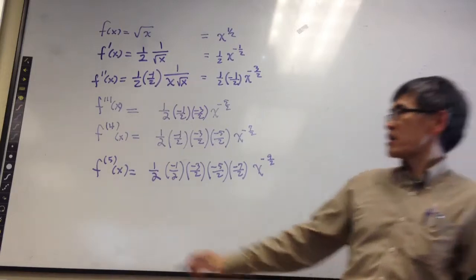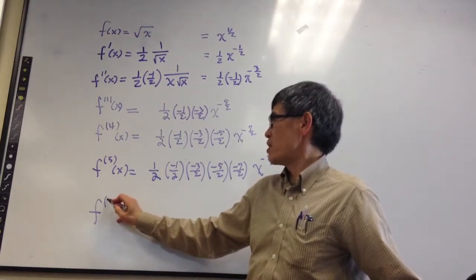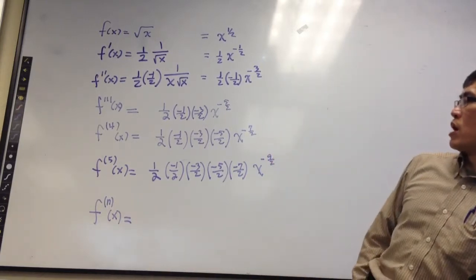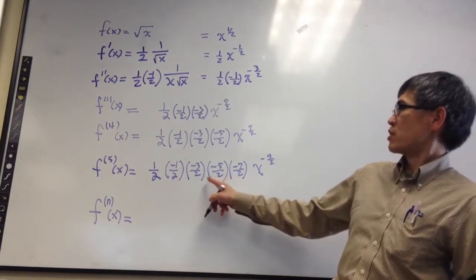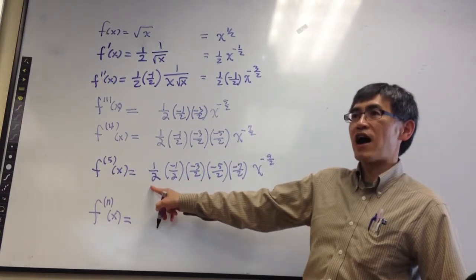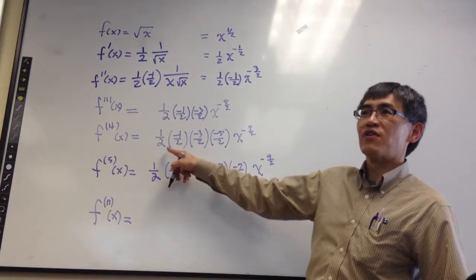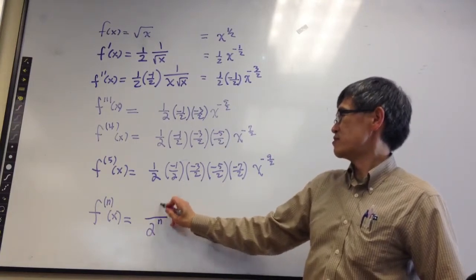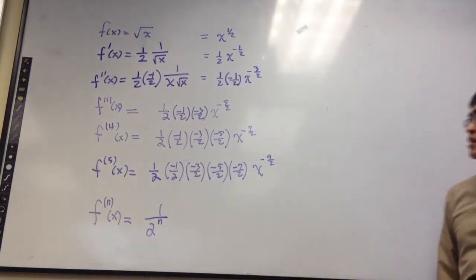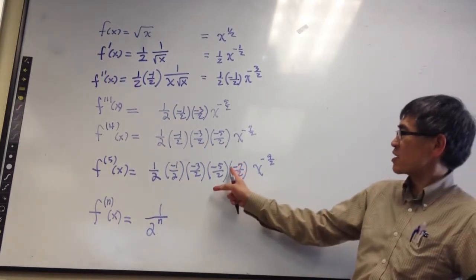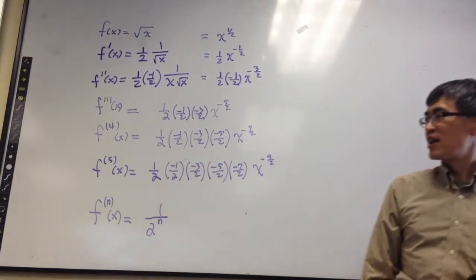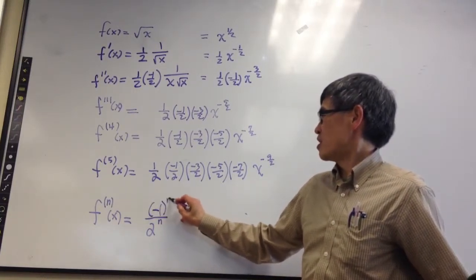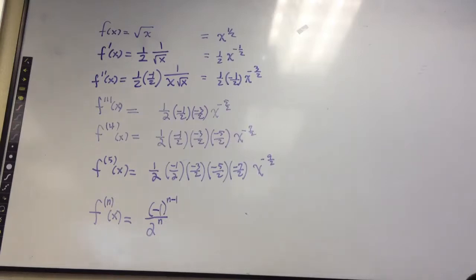So it looks like it is like this. The nth derivative is equal to, how many powers of 2s are here? 5. This one has 4. So in general must be what? 2 to the n. So 1 over 2 to the n. Secondly, how many minus signs are there? N minus 1.